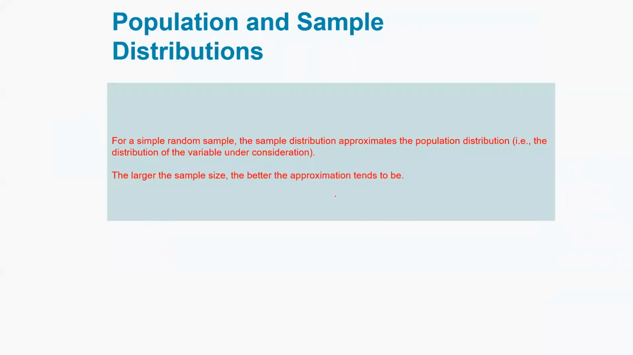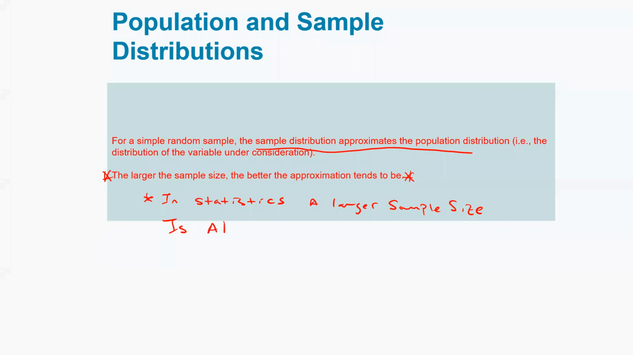All right, so for a simple random sample, the sample distribution will always approximate the population distribution. And this is a key concept right here, and it's kind of intuitive. The larger the sample size, the better the approximation tends to be. So in statistics, it's always going to be kind of a rule of thumb: a larger sample size is always better.